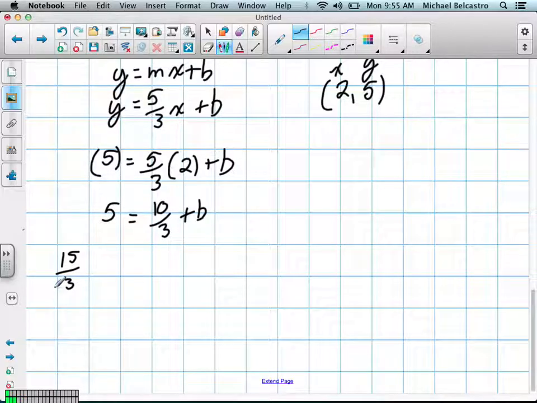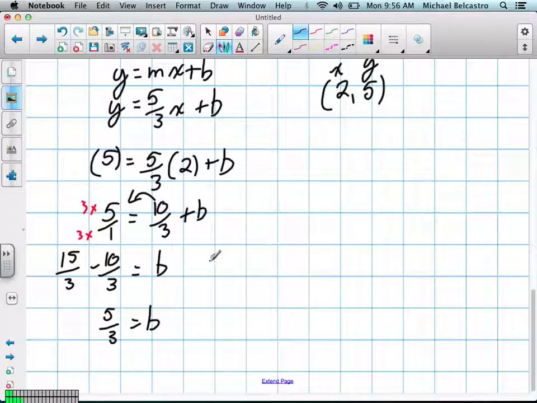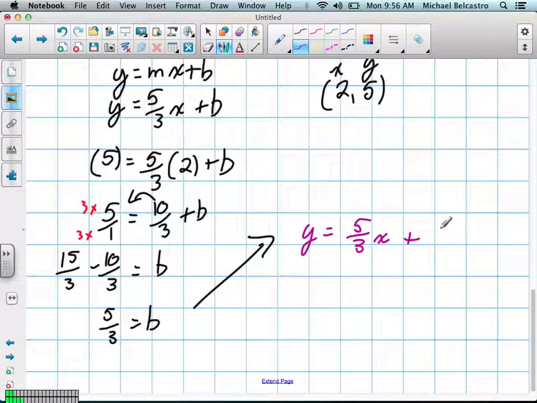I'm going to change these into fractions. I move 10 over 3 over, and 5 would become 15 over 3 if I turned it into a fraction. We okay with that? Technically, this is 5 over 1, and I multiply the top and the bottom of the fraction by 3 to get a common denominator. When 10 comes over, it becomes 15 over 3 minus 10 over 3, which is equal to b. Well, it just so happens we're going to get 5 over 3 is b. So, the equation of this line in the end is y is equal to 5 over 3 x plus 5 over 3. That's just a coincidence.